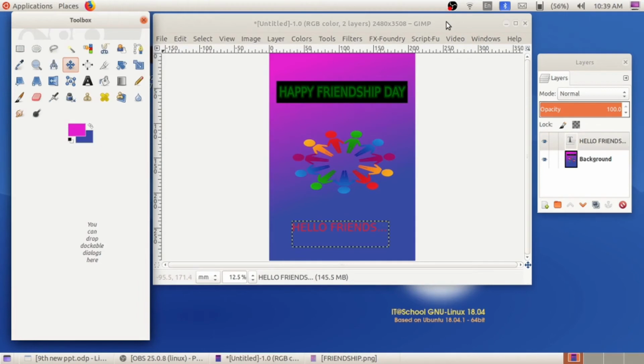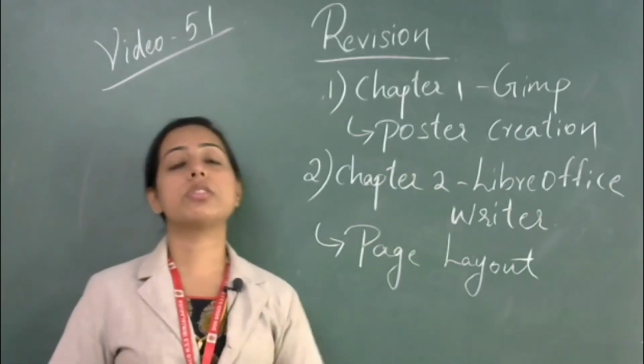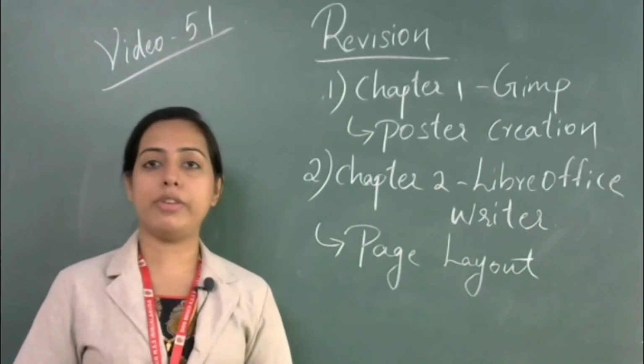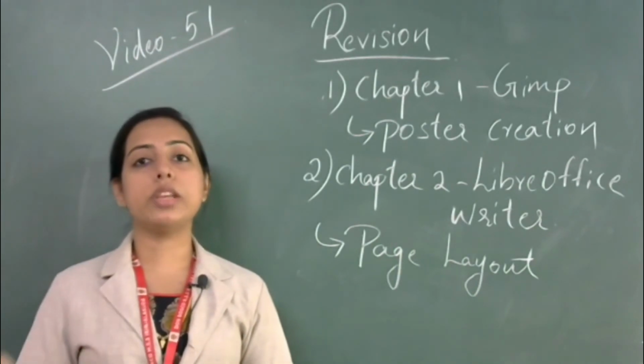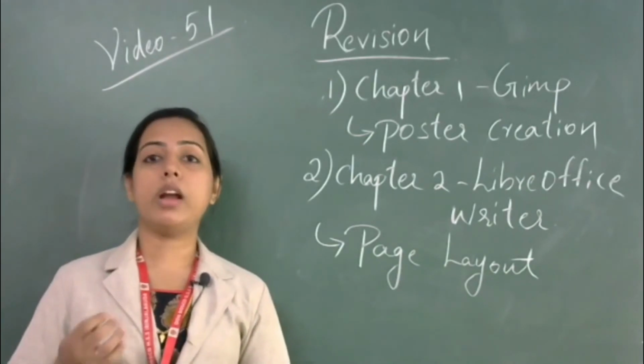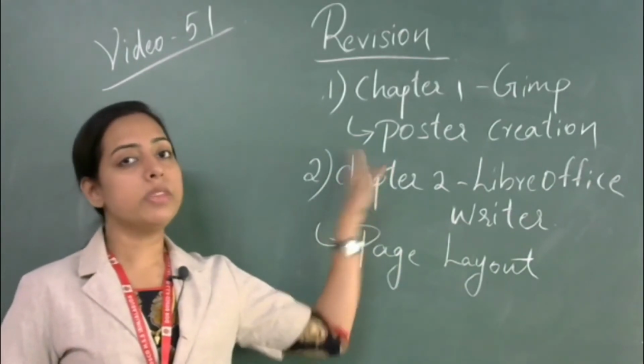Okay, so this is the first activity from the chapter GIMP. By doing this activity, we have covered every tool and every activity from chapter 1. So I hope you all have understood the first activity, poster creation in GIMP software, and I have mentioned the use of different tools in GIMP, the use of layers, how you can include a logo, and how you can insert an image. So these are the main topics in GIMP software.